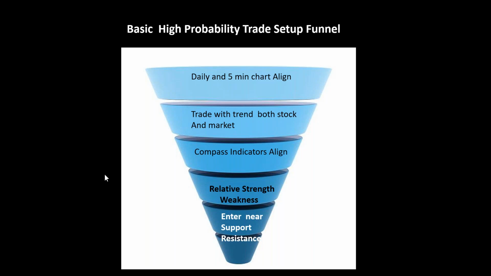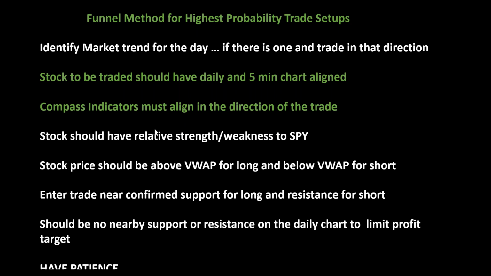Okay, so that's the funnel, and this is basically just the verbiage of what that funnel is. Stock to be traded should have a daily and 5-minute align. Compass indicators must align to the direction of the trade. These two things alone are going to put you way ahead of 99.9% of retail traders. They don't know this, but even if they know it, they don't know how to find it. So that's really important. All right, and the last thing I talk about here is have patience.